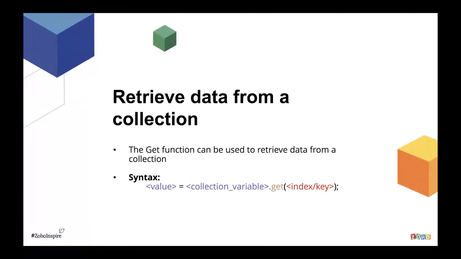So now let's see how we can retrieve data from a collection. To retrieve data, we can use the get function. The get function accepts either an index or a key, and it would depend upon the type of collection that you have. So the syntax is value equals collection variable dot get, and then you have the index or the key.